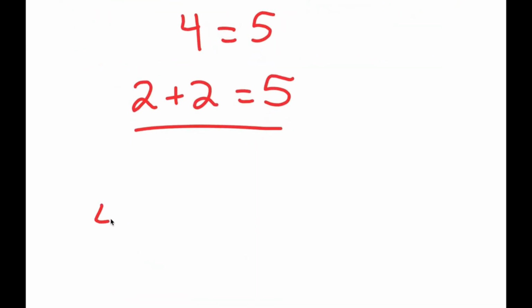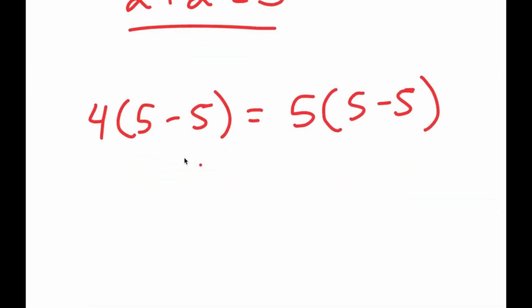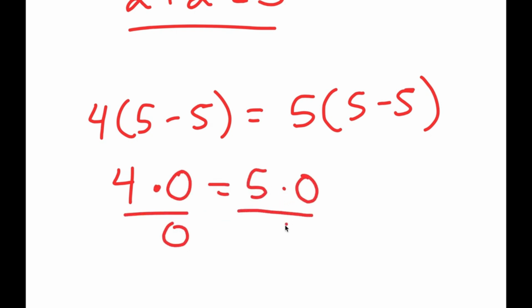So let me write this right here. I have 4 times 5 minus 5 is equal to 5 times 5 minus 5, right? Well, instead of just going on and dividing both sides by 5 minus 5, what is 5 minus 5? 5 minus 5 is equal to 0, right? So this is basically 4 times 0 is equal to 5 times 0. And then now, if I try to divide both sides by 0, well, 0 divided by 0, that is not equal to 1. 0 divided by 0, that's indeterminate. So we can't actually cancel these out, because if we cancel it out, we're implying that 0 divided by 0 is equal to 1, which is wrong.